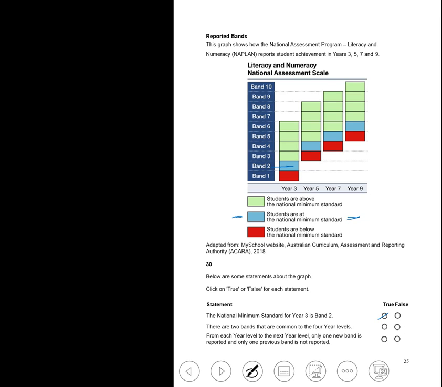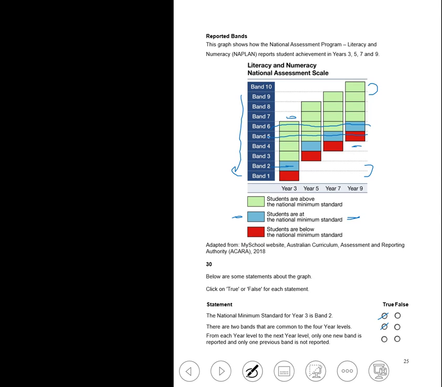There are 2 bands that are common to the 4 year levels. So they're saying that there's 2 bands, so here are our bands, that are common to all 4 year levels. So these 2 are not in every year level. These 2 are not in every year level. We need to find a band that is in all of them. So as we can see, there's a band that's in all of them. Not that one, not that one. So yes, there are 2 bands, band 5 and band 6.